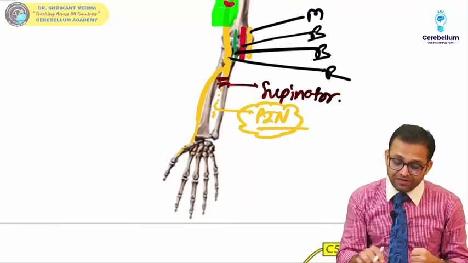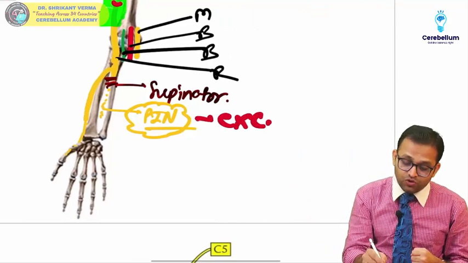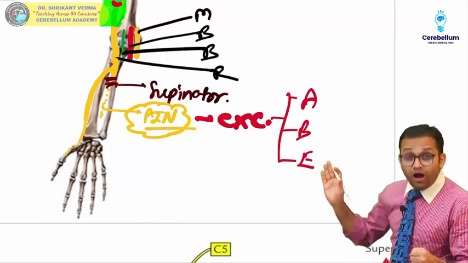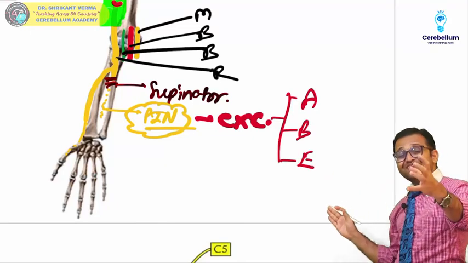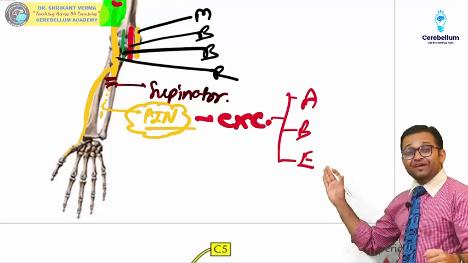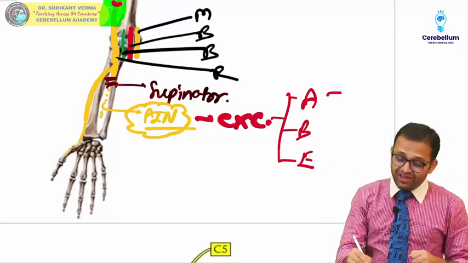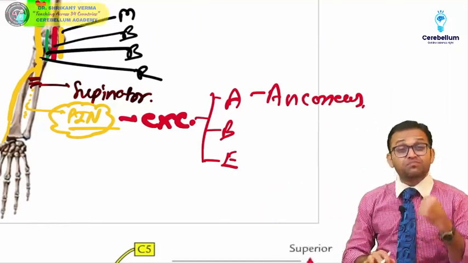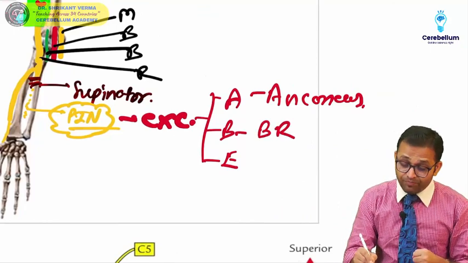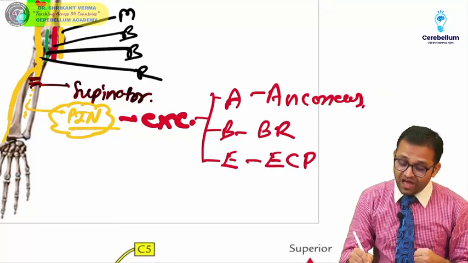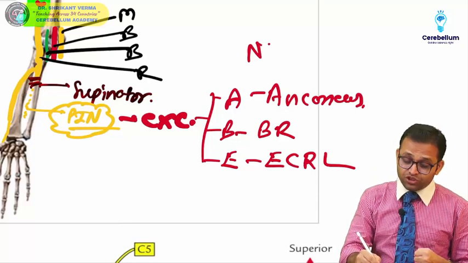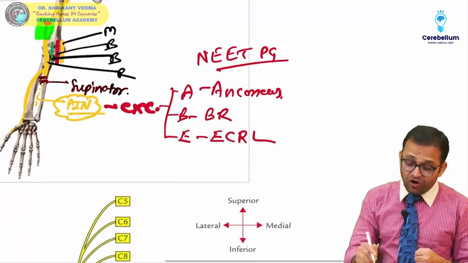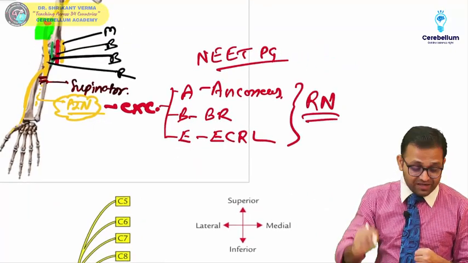Now gold medal question, except what? So your answer is the mnemonic ABE, Abbe. Do you remember that famous actor Moin Akhtar Sahab? Yes, Abbe. So you have to remember that Abbe. A for, yes sir, anconeus. It is not supplied by the PIN, but it is the muscle of the posterior compartment of the forearm. B for brachioradialis and E for extensor carpi radialis longus. This is very important question asked in your NEET PG exam also. So remember, these are not supplied by the PIN, but these are directly supplied by the radial nerve.